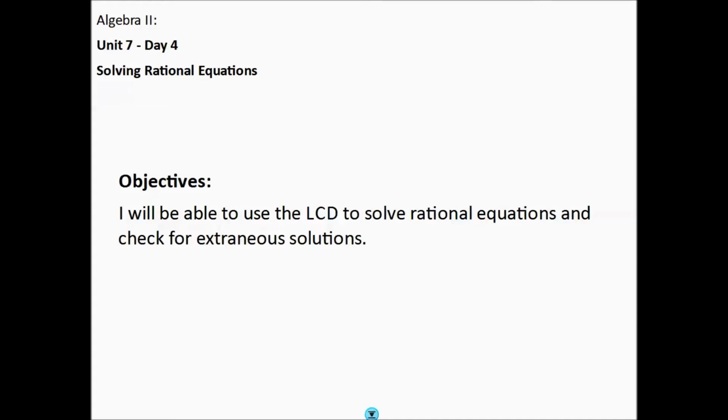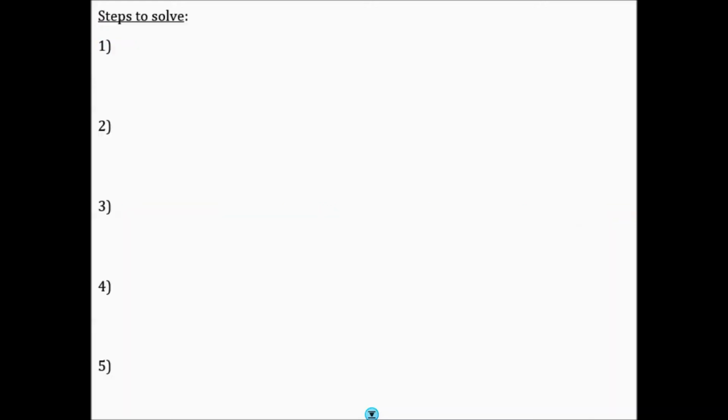Today we're going to talk about solving rational equations. By the end of this video, you should be able to use the LCD to solve rational equations and check for extraneous solutions. So, to solve a rational equation, there are 5 steps that you should follow.